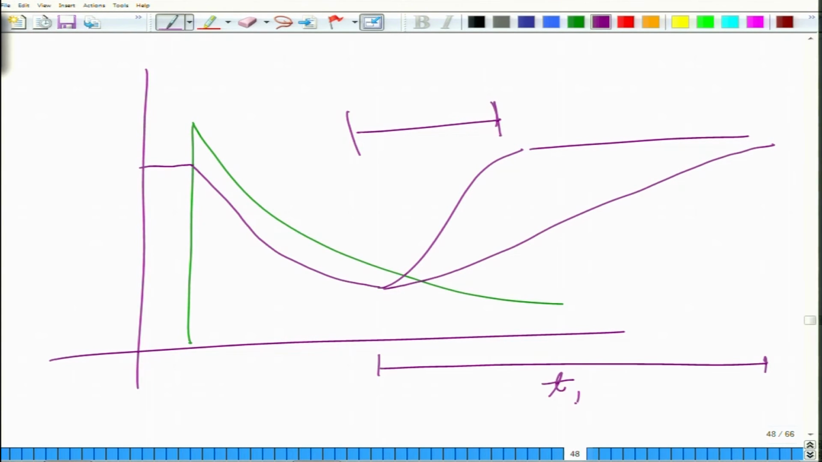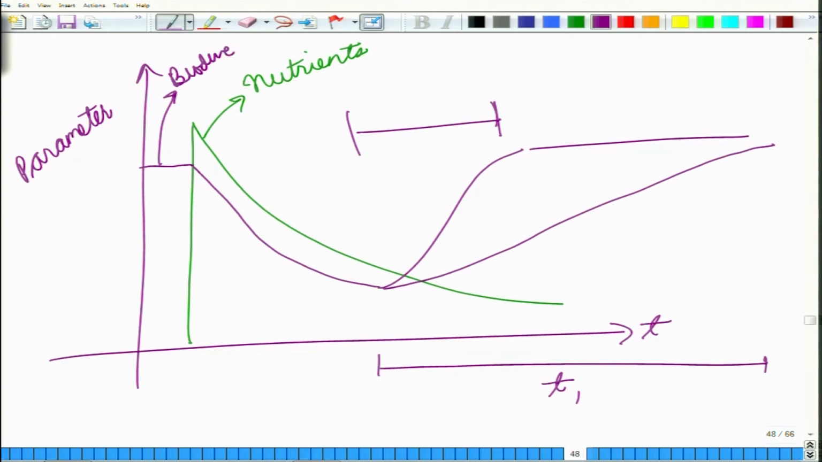So, here you have time and here you have the parameter, and you gave it the nutrient spike. This is the level of nutrients, and the purple one is the level of biodiversity. Now, because this community is resilient, the initial level of biodiversity and the final level of biodiversity are the same. But then elasticity asks the question, does it take this longer period of time, T1, or does it come back very quickly, which is T2?